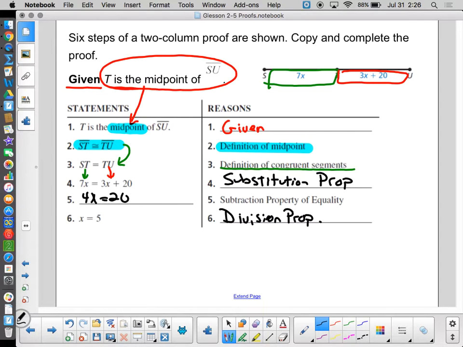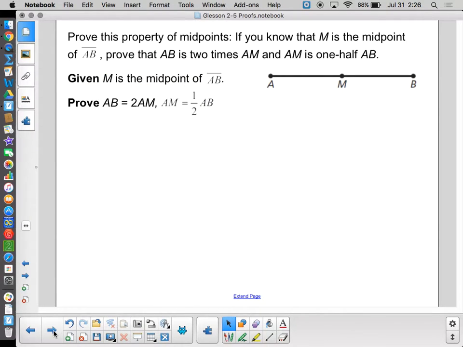Now notice again, they wrote subtraction property of equality. I'm fine with division property. We can shortcut things a little bit and save ourselves a little bit of time with some minor shortcuts. We don't want to go too far because it can get confusing. But that's an example of a full-on 6-step proof to find the length value of x. Let's look at a couple more.